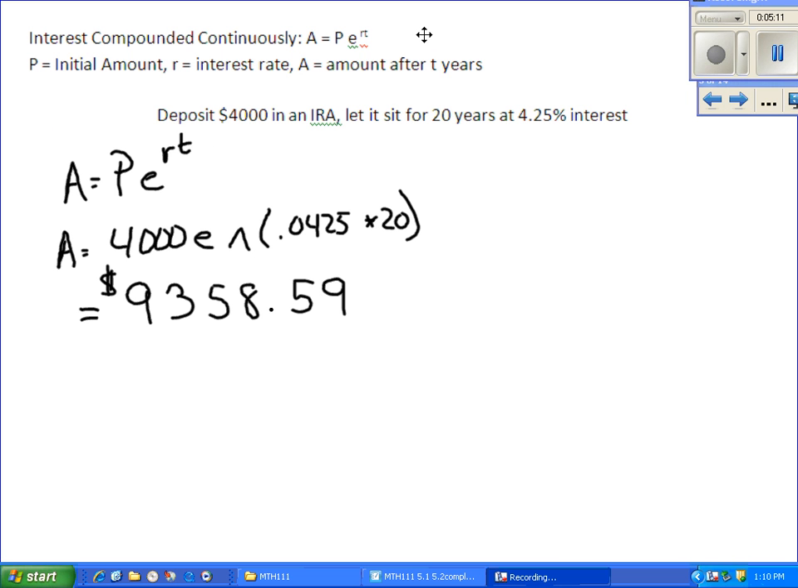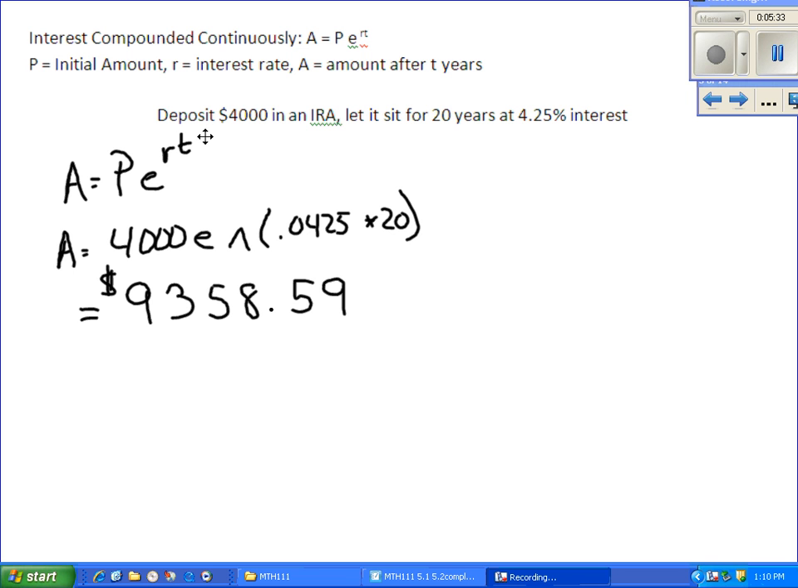Okay, so classic application is the exponential growth model. We use this for interest compounded continuously. We also use the same formula for populations that grow exponentially. P is the initial amount, so the initial deposit or initial population. R is the interest rate or population growth rate. T is time, might be in years, might be in minutes, etc.